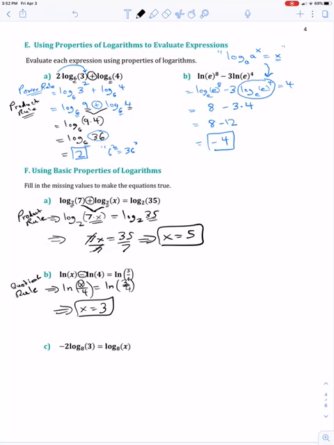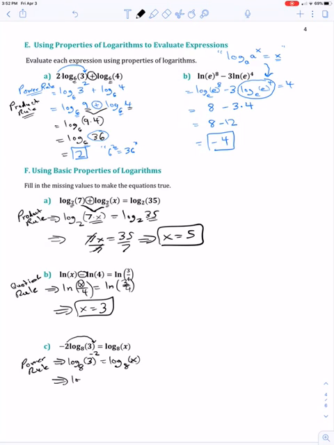I've got negative 2 log base 8 of 3 equal to log base 8 of x. Well, let's simplify the left side. So I'm going to go ahead and apply my power rule. What does this simplify to? That coefficient, that factor, becomes the exponent. So it's going to be log base 8 of 3 to the negative 2 power equal to log base 8 of x.